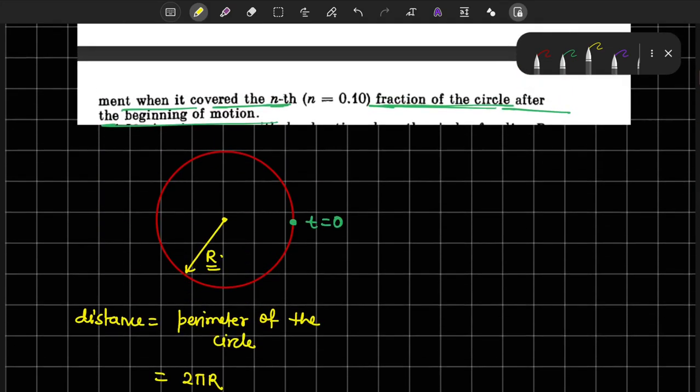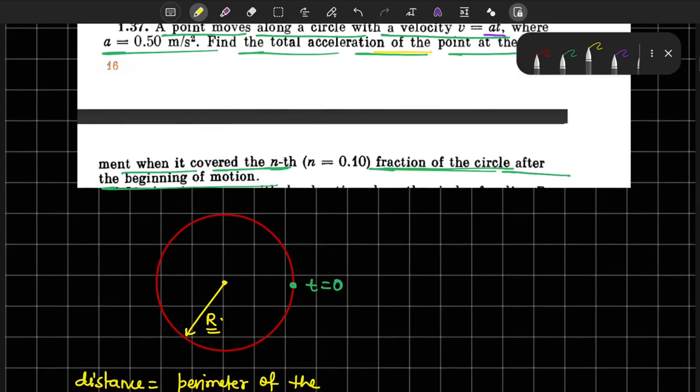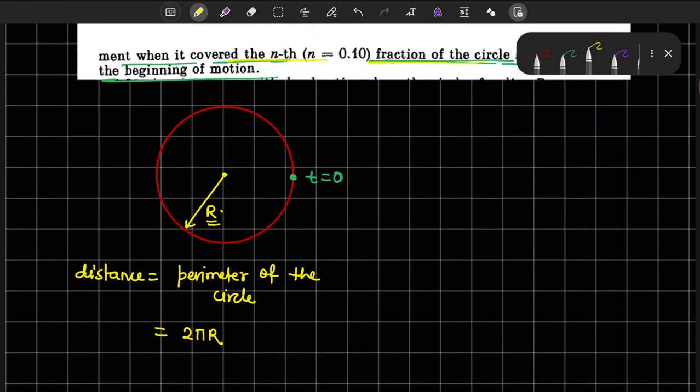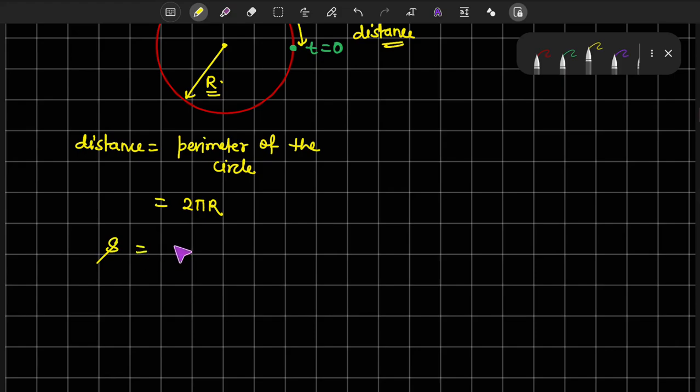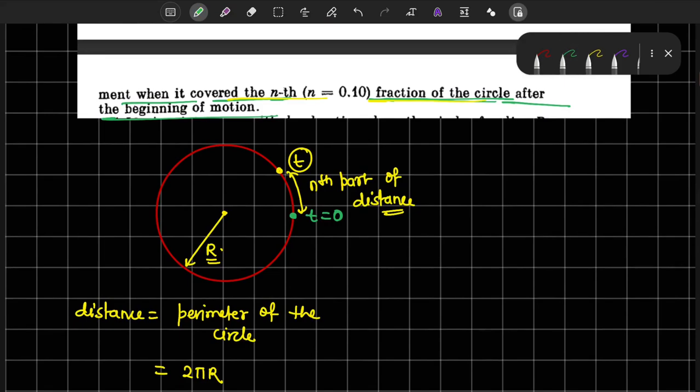Now it is asking to find the acceleration at the time instant where it has covered the nth fraction of the circle. So let us say it has reached this particular point at time instant t. This is the nth part of the distance. Okay, so we can write s = 2 pi r into n, and n is given as 0.1, so we can write it as 0.2 pi r. So this is the value of the distance we got. Now the expression of velocity is given as a into t.